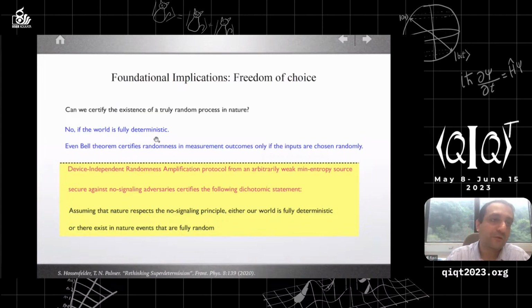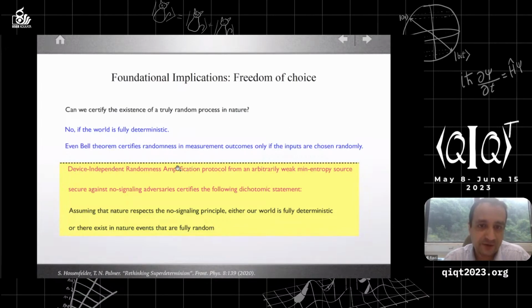If the inputs, outputs, everything is deterministic, if there is no seed to begin with, then there is no output you can certify, right? In Bell non-locality, you need to have inputs chosen with at least a little amount of randomness in order to certify the randomness in the outcomes. So even Bell's theorem certifies randomness in the measurement outcomes only if the inputs have some randomness to them. If the world is fully deterministic, we cannot certify any truly random process. However, suppose there is a small amount of randomness in nature.